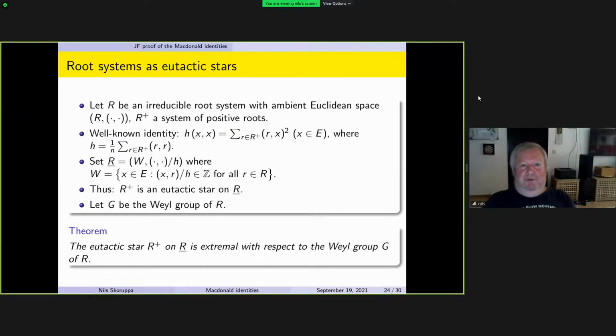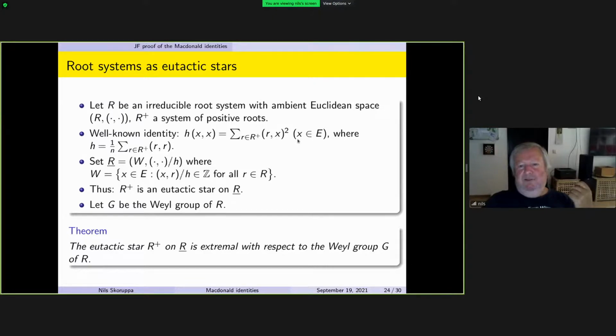So let's look at root systems and eutactic stars. If we have a root system, say an irreducible root system, with ambient Euclidean space which we call E, and we have a scalar product on it, we choose a system of positive roots R+. Then we know that there is an identity for any irreducible root system, this identity that I put here. The bilinear form (x,x) is equal to a constant times the sum of (r,x) squared, where r runs through the positive roots that we have.